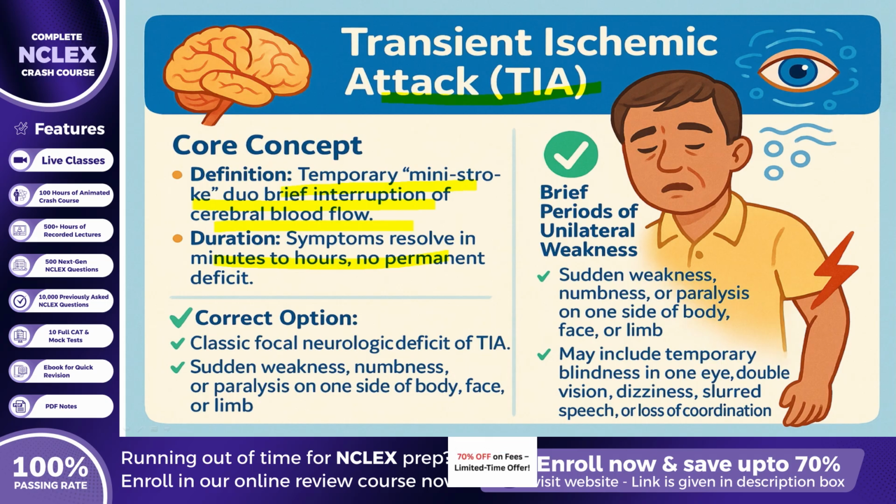Now let us break down the options one by one. Option 1, brief periods of unilateral weakness, is correct. TIAs often produce focal neurologic deficits that reflect the vascular territory involved. Clients may suddenly develop weakness, numbness, or paralysis affecting one side of the body, the face, or a limb. Other hallmark findings can include sudden temporary blindness in one eye, double vision, dizziness, slurred speech, or difficulty with coordination. Because these symptoms resolve quickly, they can be overlooked, but they should always be treated as emergencies.